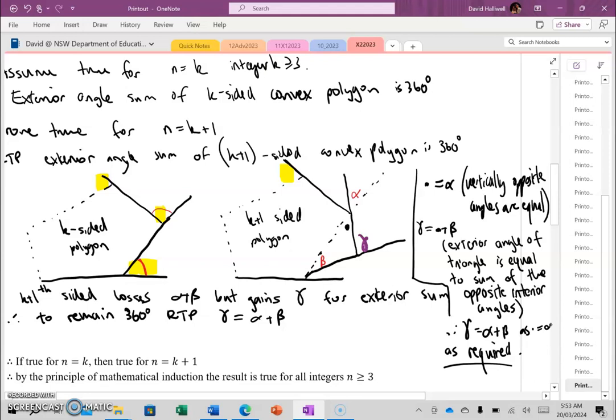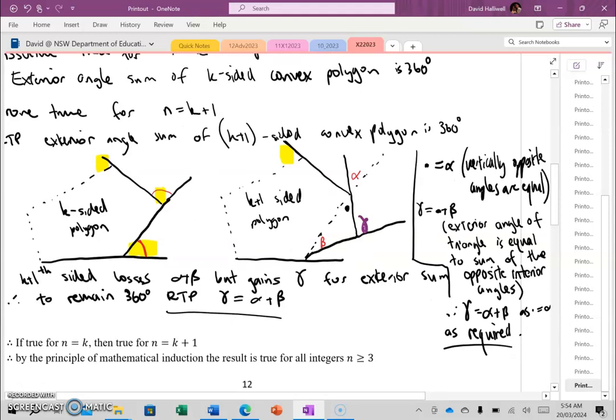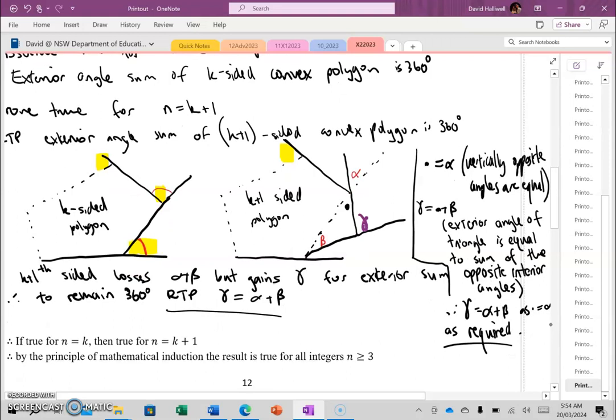So I've shown that when I've moved from the kth case to the k plus 1 case, I've lost these two angles but gained gamma, and I've shown that what I've gained is equal to what I've lost. So therefore, that completes the proof. I've shown my RTP, that completes the proof. So I can therefore write, therefore if true for n equal k, then true for n equal k plus 1. Therefore, by the principle of mathematical induction, the result is true for all integers n greater than or equal to 3.